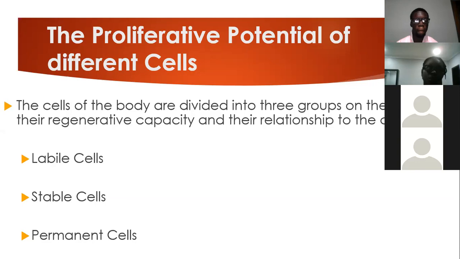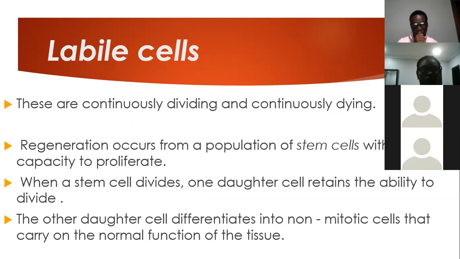If you want to look at the ability of cells to proliferate, there are three different kinds of cells based on this ability. We have labile cells, stable cells, and then permanent cells. Labile cells are the cells that are continuously dividing, dying and regenerating. Examples are the cells of the bone marrow.